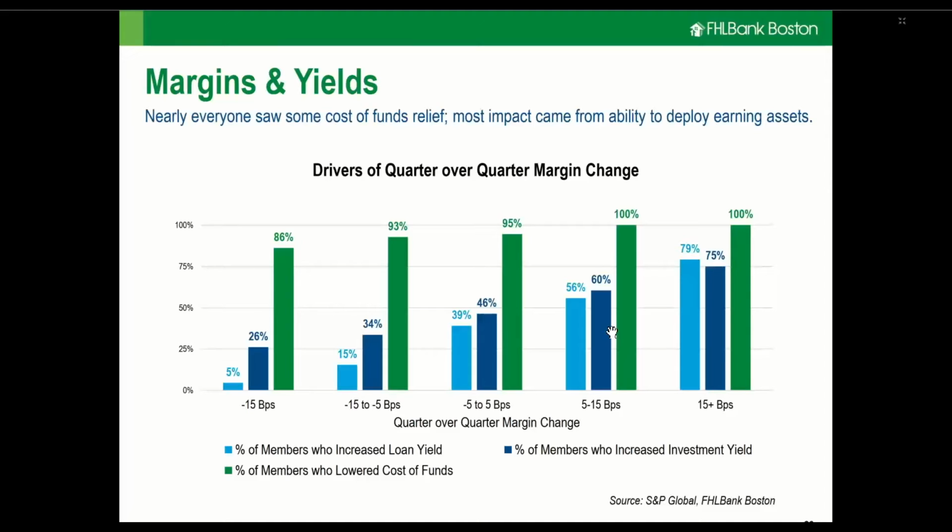So again, we took all our members and we put them into the various buckets in terms of what their margin did quarter over quarter. So whether their margin declined by a lot, by a little, whether they're flat, or whether they did see some small or large margin expansion. And then we want to see in terms of being able to increase loan yield or investment yields, or be able to lower cost of funds, what percentage of members were able to do one of those 3 positive things.